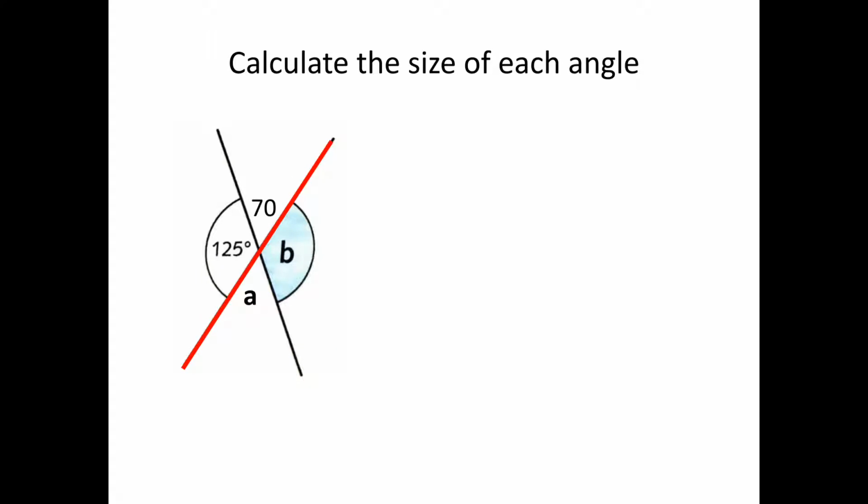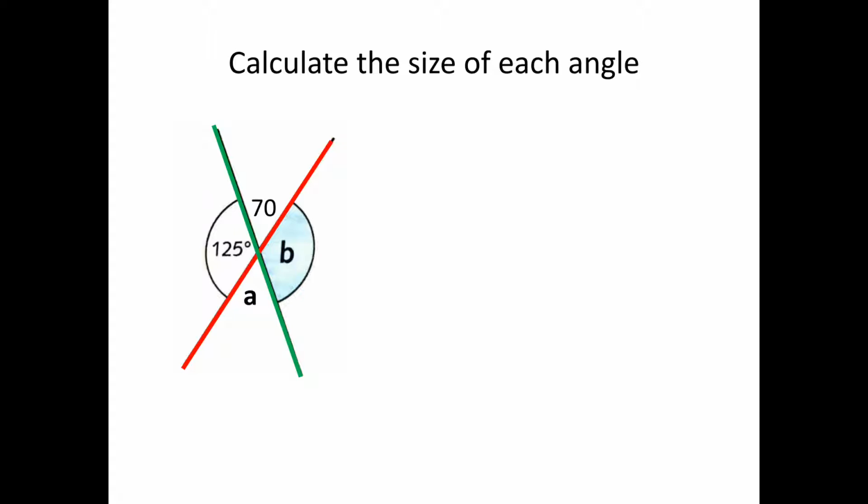So I will color this line red and this line green. As you see, these two lines formed four different angles, but each two of them are opposite angles. The right angle is opposite to the left angle. Angle B is opposite to the 125, and the upper angle is opposite to the lower angle.